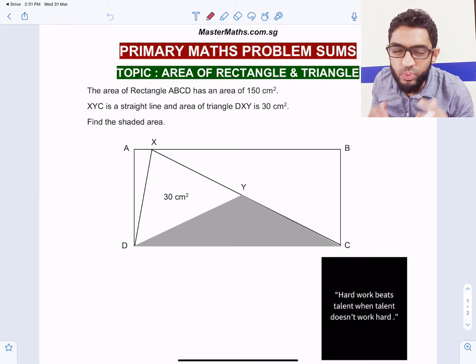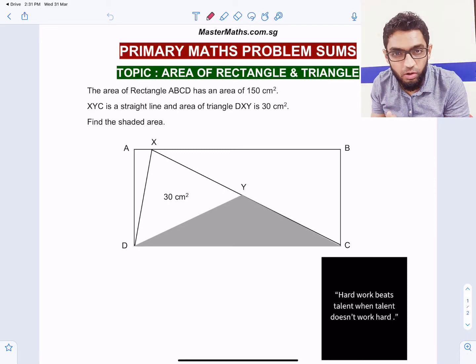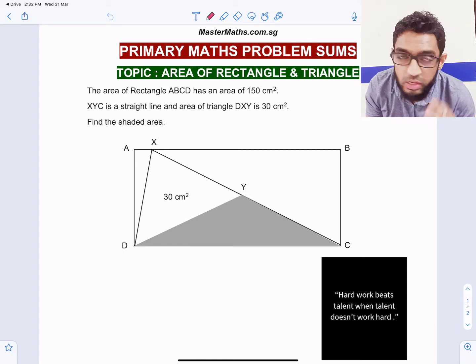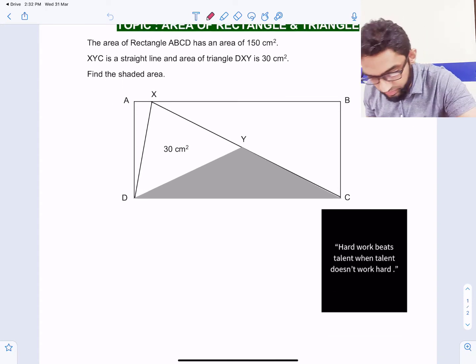Hi friends, today we discuss a question on triangle and also a rectangle. Area is also involved. But before that, have a look at this.